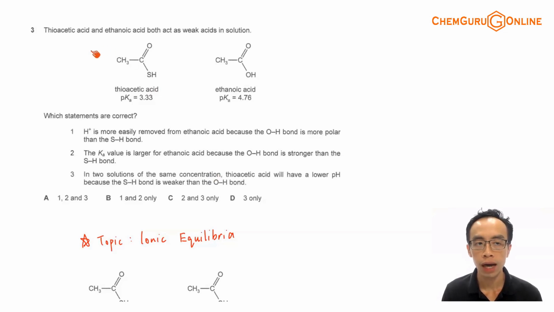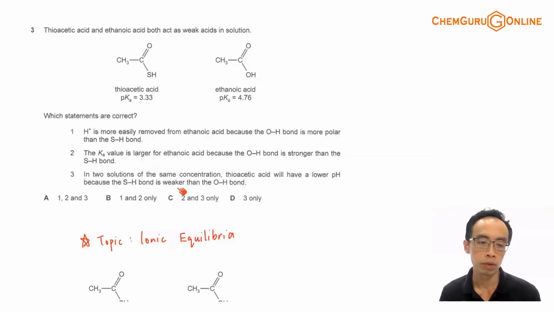Now question 3. We have thioacetic acid and ethanoic acid, both of which act as weak acids in solution. The pKa for both acids are given: the pKa for thioacetic acid is 3.33, versus ethanoic acid, which is 4.76. Based on the pKa values, we know that thioacetic acid, since it has a smaller pKa value, is going to be more acidic. Ethanoic acid turns out to be less acidic than the first acid.